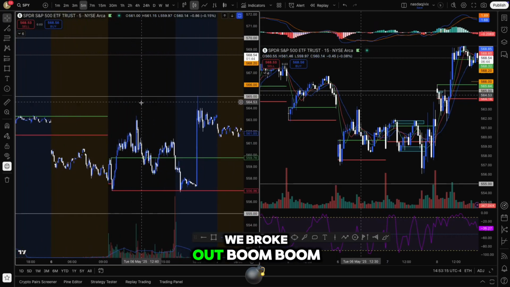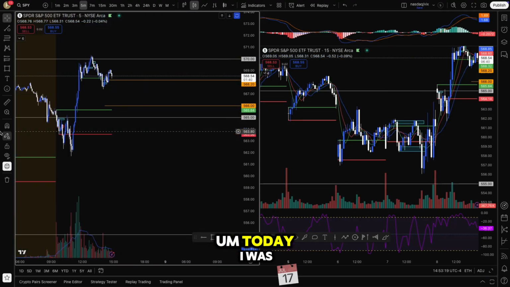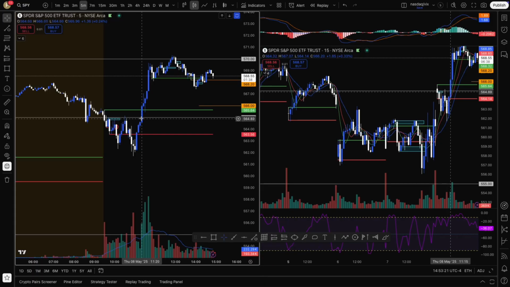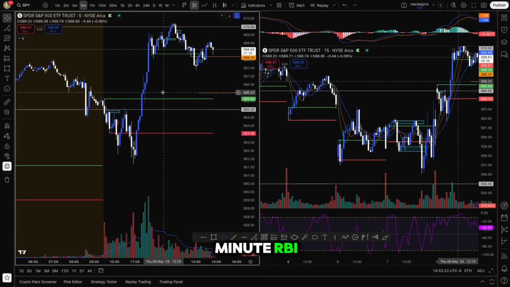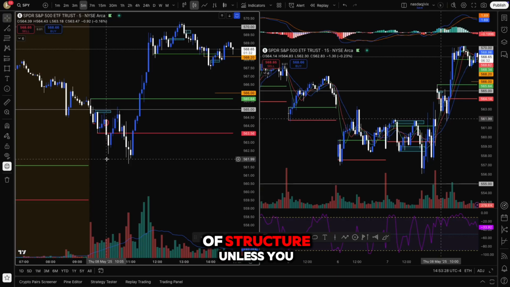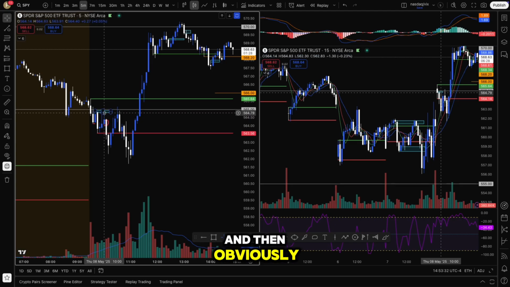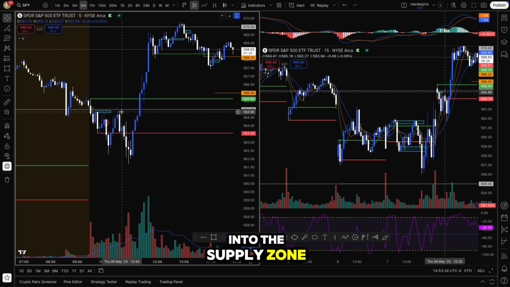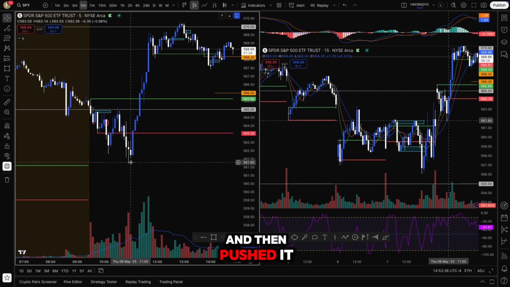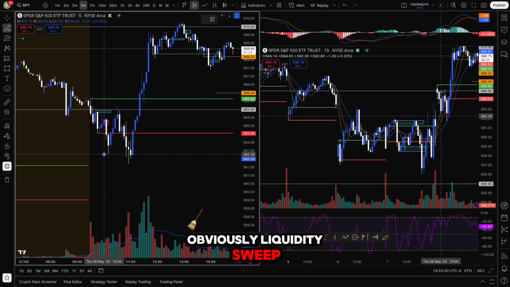You can see here we broke out, boom, boom. But that's how you would have made money today. I was just showing y'all examples. On the 30-minute ORB, you can see it's a lot cleaner. We get that break of structure. Unless you use momentum, you would have caught this trade. And then obviously we came back up into the supply zone, filled in those orders, and then pushed it right back a little further than here. Obviously, liquidity sweep.